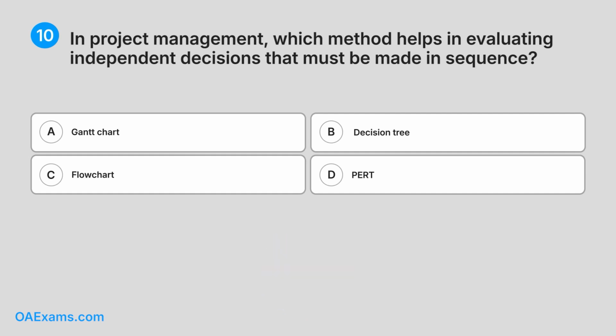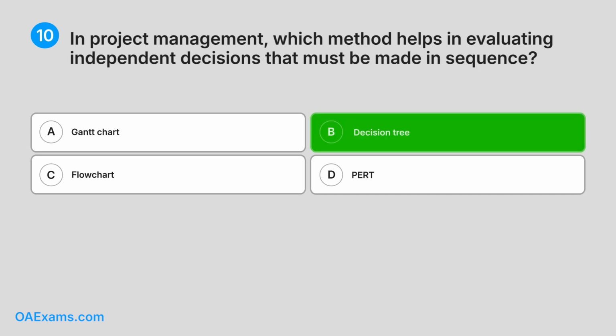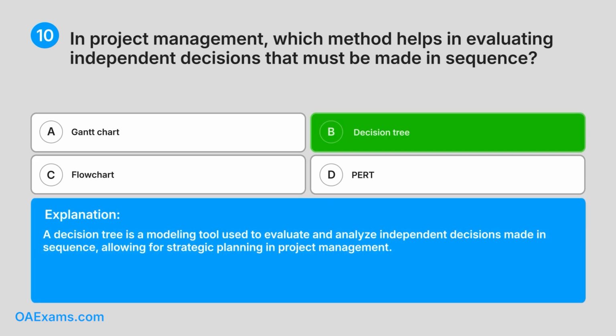Correct answer. B. Decision tree. Explanation. A decision tree is a modeling tool used to evaluate and analyze independent decisions made in sequence, allowing for strategic planning and project management.